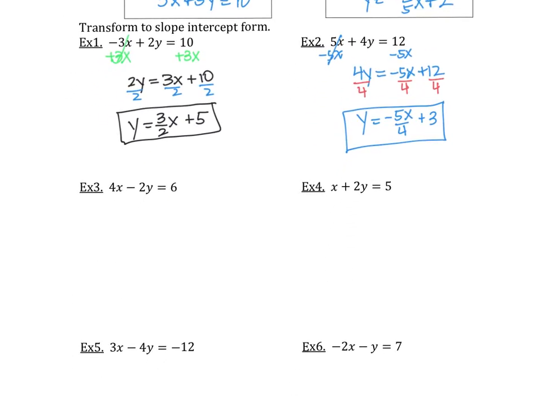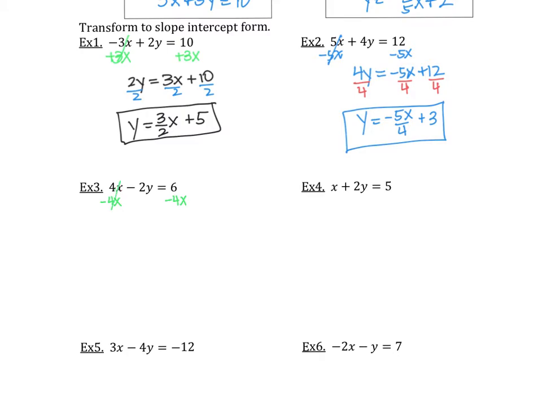Okay, we're going to do some more of these. So for example 3, 4x minus 2y equals 6. See, I want to get the y by itself, so I want to cancel the x part of it. Okay, this is a positive 4x, so I'm going to minus 4x.